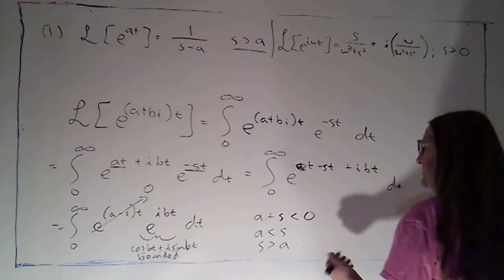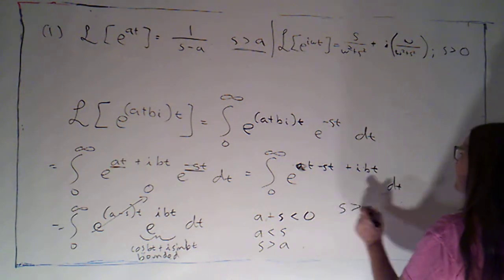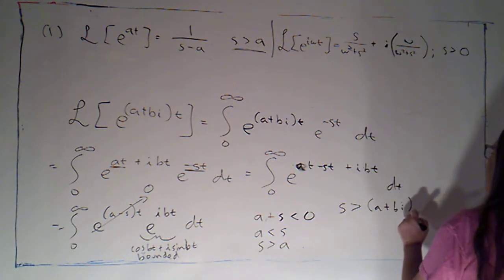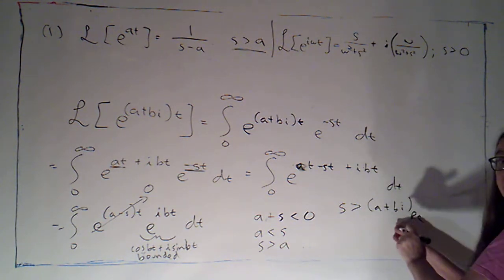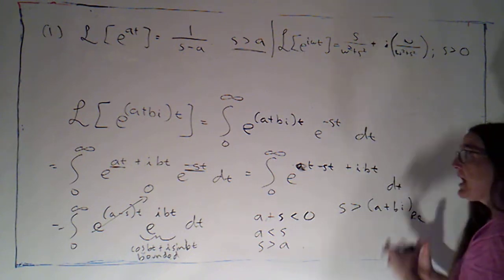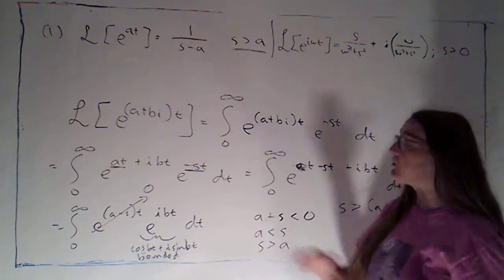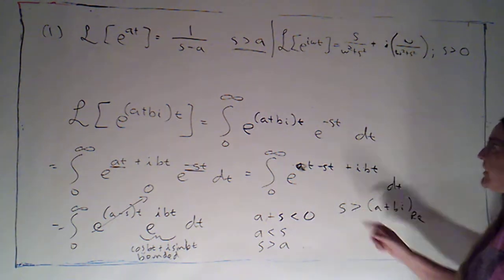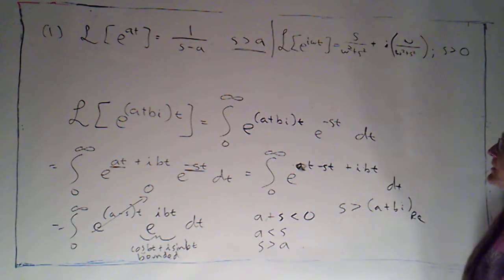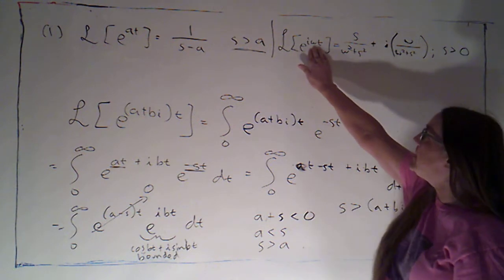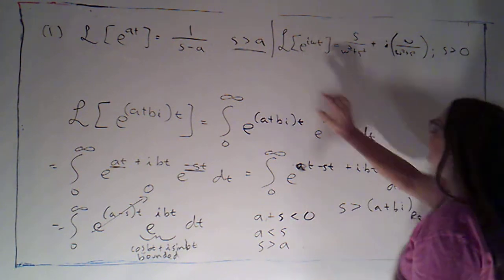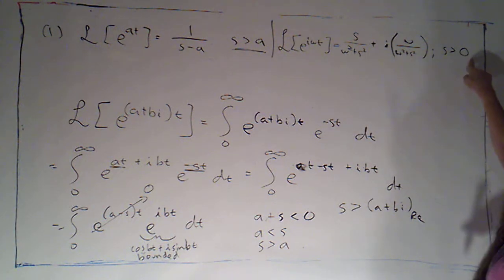But now this is just saying that s has to be bigger than the real part of a plus bi. So if I have a complex number, in order to get an integral that converges, I simply need s to be bigger than the real part of that. Well, notice here, the real part of i omega is 0. s had to be bigger than 0.